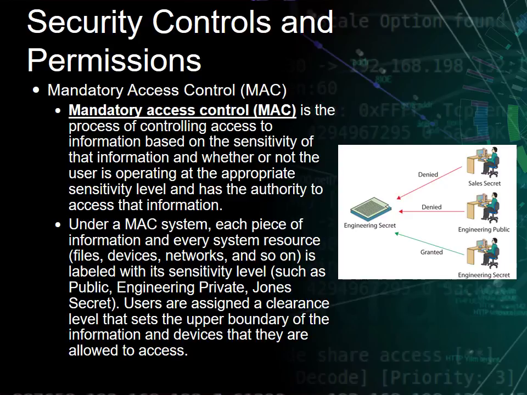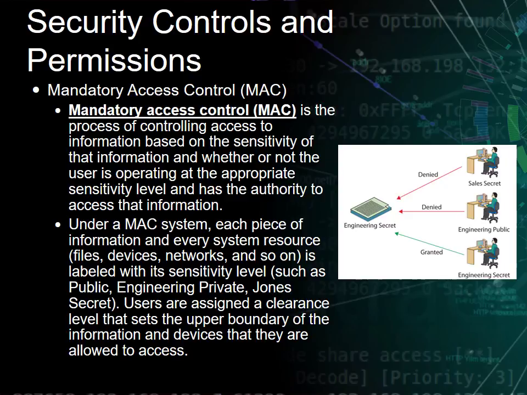Here they use public, engineering private, and Jones secret, but for government circles it would be unclassified, confidential, secret, and top secret. Users are assigned a clearance level that sets the upper boundary of the information and devices that they are allowed to access. So for example, if you have a secret clearance in the government, you cannot access top secret information. You can access the unclassified, the confidential, and secret, but you cannot access top secret. So that's what they're saying here.